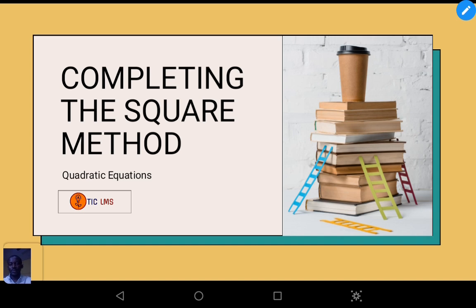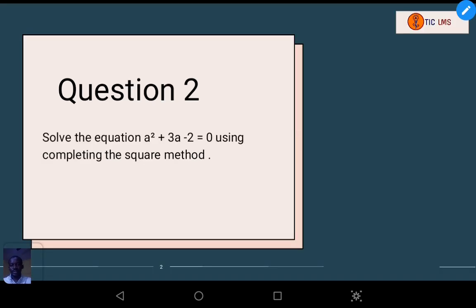My name is Adeboye. So we shall be continuing in solving questions in quadratic equations using the completing the square method. So let's look at the next question. Solve the equation a squared plus 3a minus 2 equals 0 using the completing the square method.